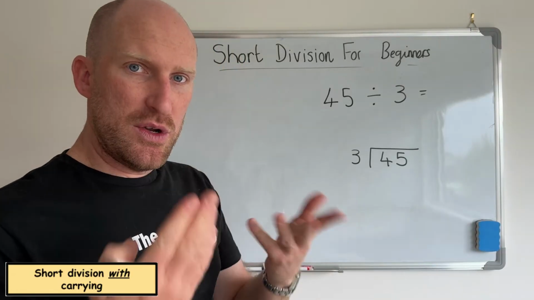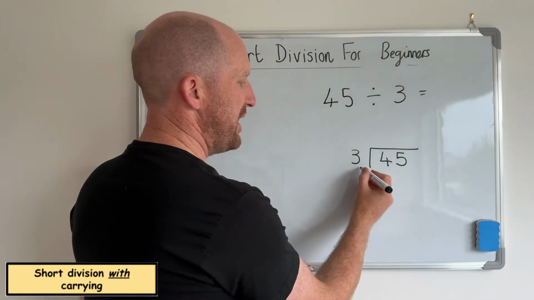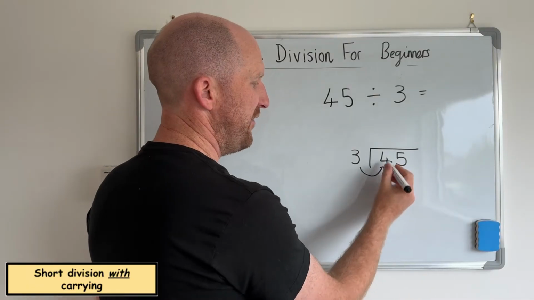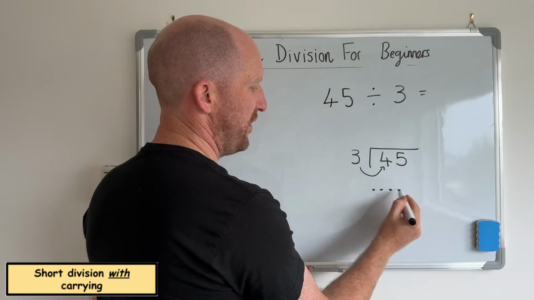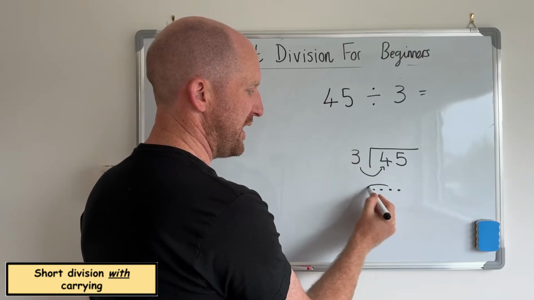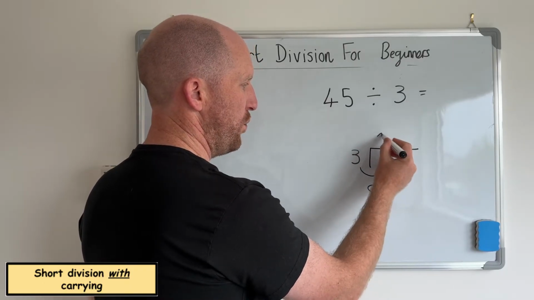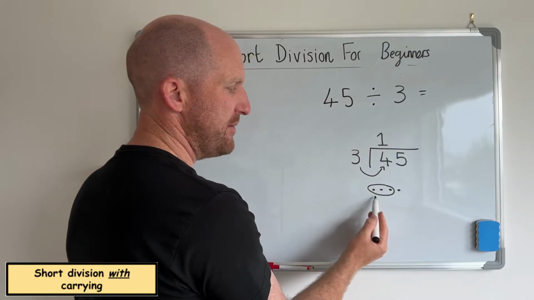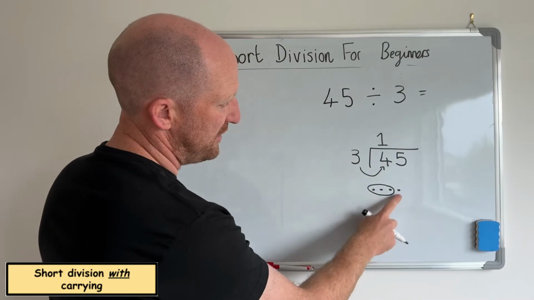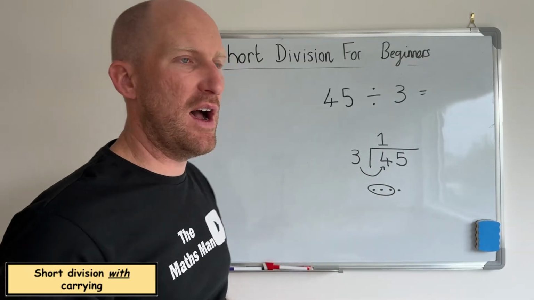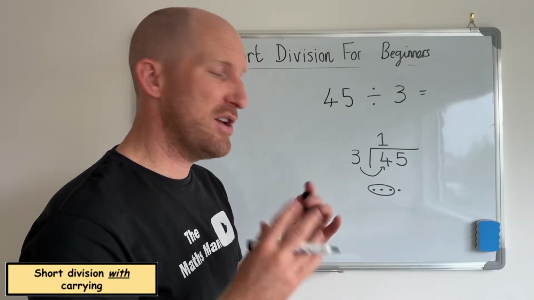Again, I'm going to say the words, how many 3s in 4? This time I've got 4. 1, 2, 3, 4. How many groups of 3 can I make? Well, I can make one group of 3. And see how I've got one left over there? This one that I've got left over, I have to do something with it. I can't just leave it.